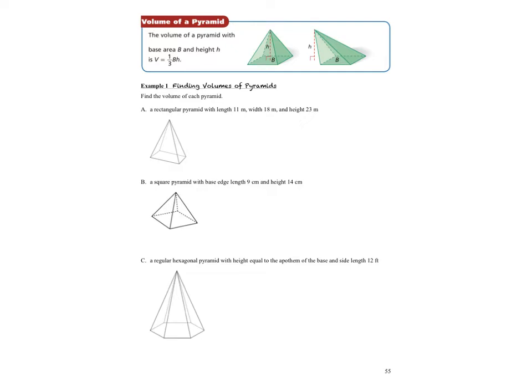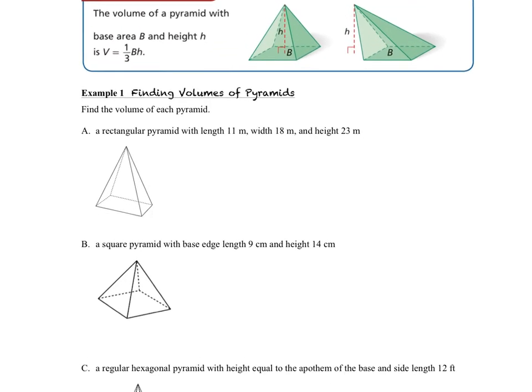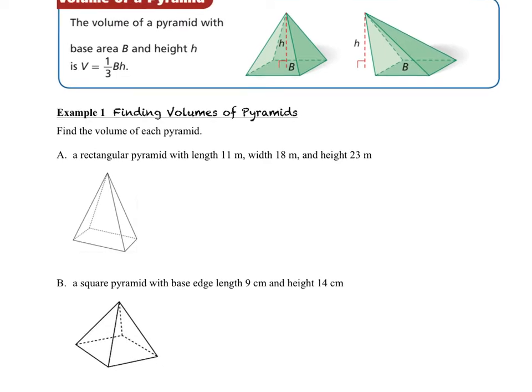So pyramids, the formula is 1/3 capital BH. If you stack 3 of these together, it would create a prism. So all the pyramids, everything that comes to a point, is going to be 1/3 of capital BH. Most people forget that 1/3. Just make sure you're looking at the figure, and if it's a pyramid, you put in the 1/3.